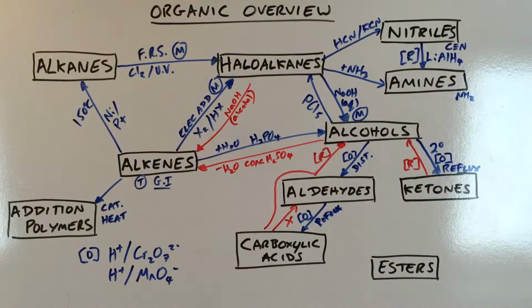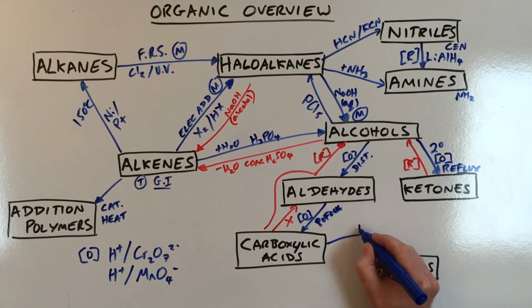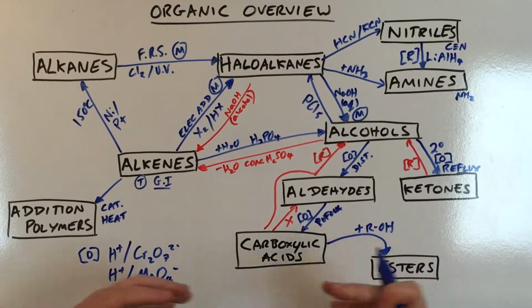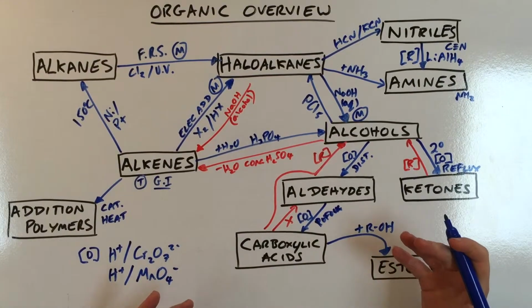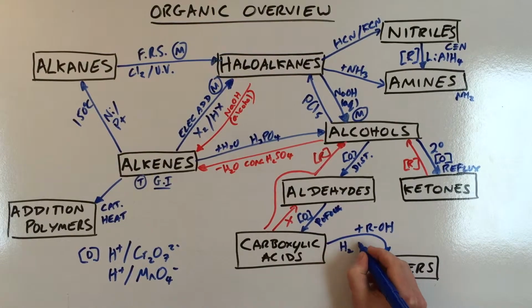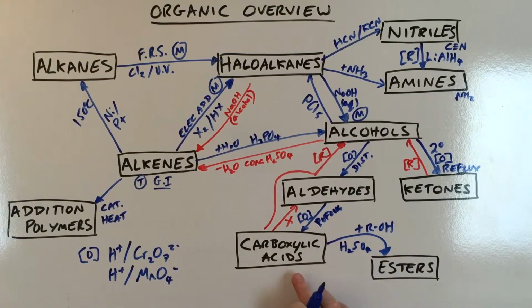Now, last bit, our carboxylic acid to an ester. For that, we need to react it with an alcohol, an ROH, so they come together and we eliminate water, so it's a condensation reaction. As a catalyst for the reaction, we need sulfuric acid. And that sulfuric acid, like I said, acts as a catalyst to form our ester, a sweet smelling ester, as a product of the reaction between carboxylic acids and alcohols.